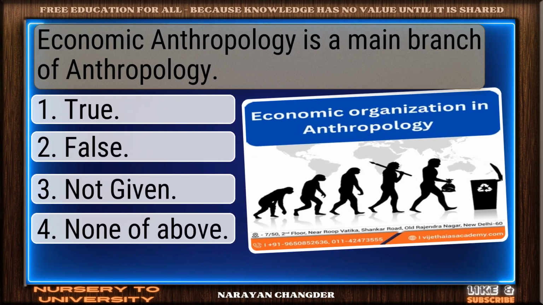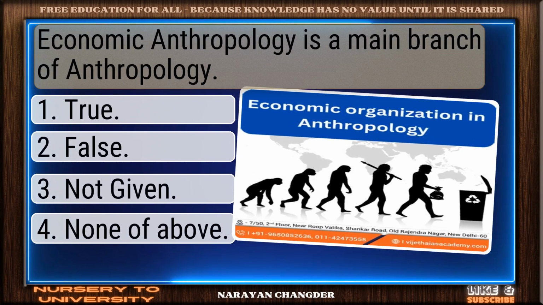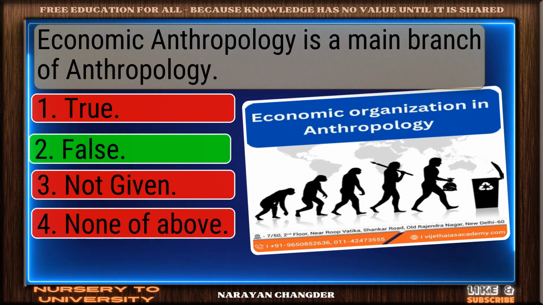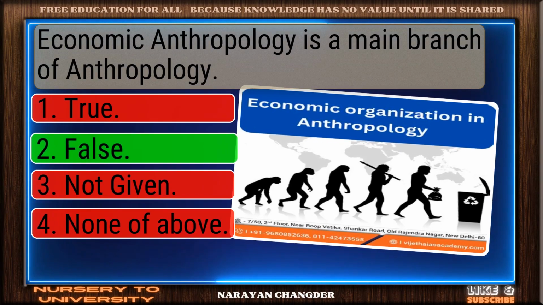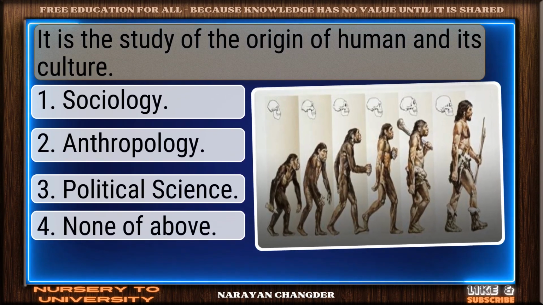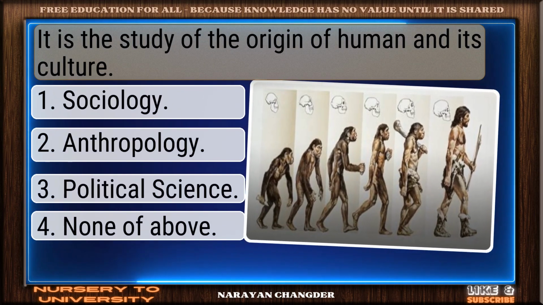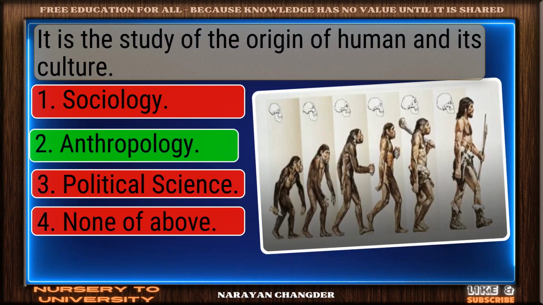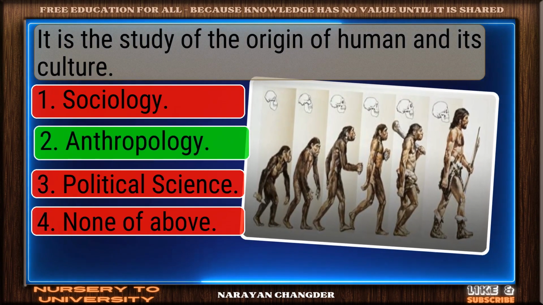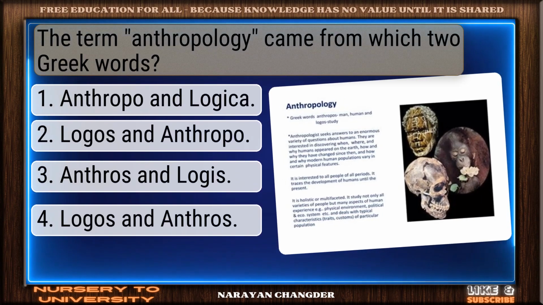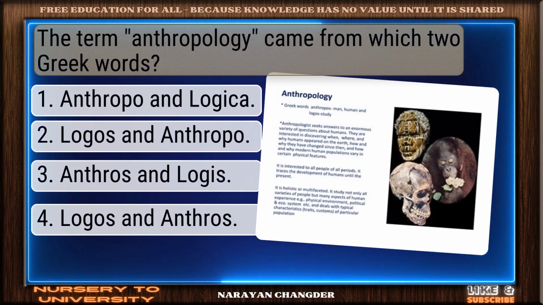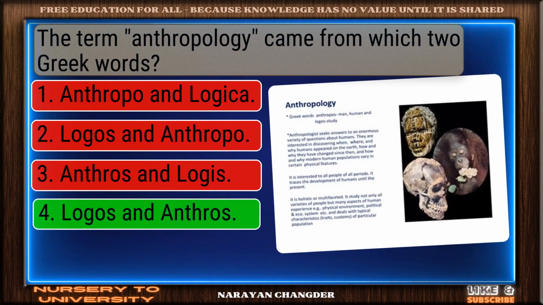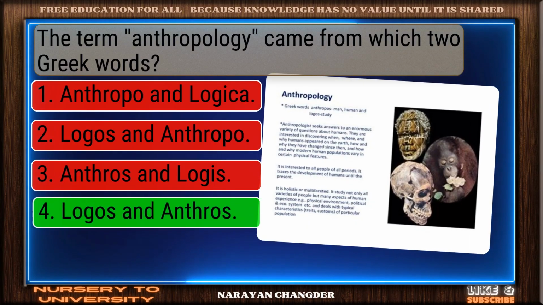Economic anthropology is a main branch of anthropology. Excellent choice. False is the right answer. It is the study of the origin of human and its culture. Correct response. Anthropology is the most accurate answer. The term anthropology came from which two Greek words? On track. Logos and anthros is the correct answer.